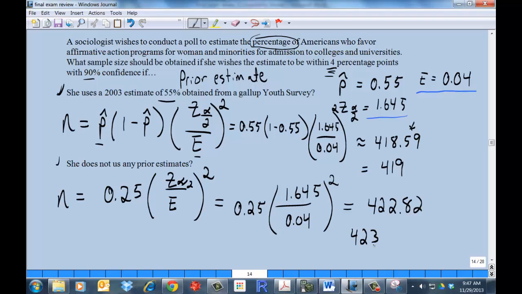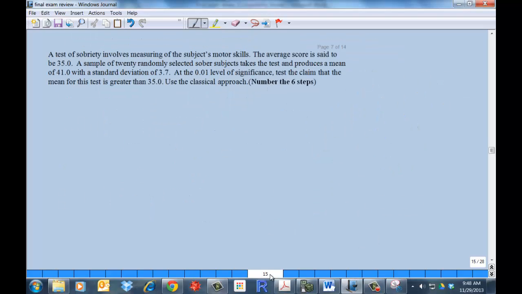Okay, let's move on to the next question. And this looks like a hypothesis testing question. If you'll notice here, it says use the classical approach. So we know we're dealing with hypothesis testing. We just want to figure out if we're testing the mean or the proportion. So let's read through the question.